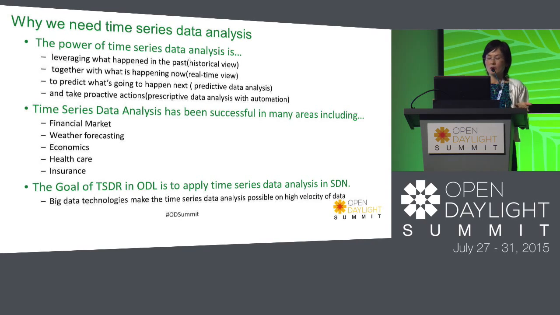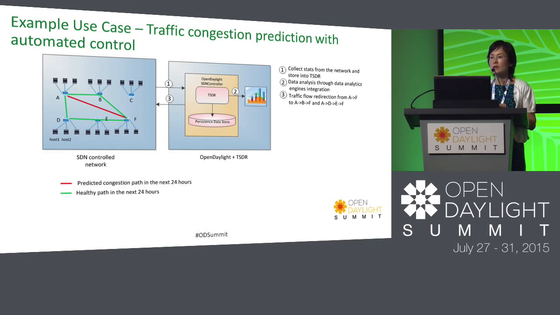And people would ask, why now, right? If it's important, if it's good, why didn't it happen before, right? So we believe this is because it's really good timing, because big data technologies make time series data analysis possible at high velocity of data. Because if you look at the time series data generated from the network, it's really streaming data at fast speed and large amount, right? Okay, then people would ask, give me an example, right, of using time series data analysis in networking. So this is the example.